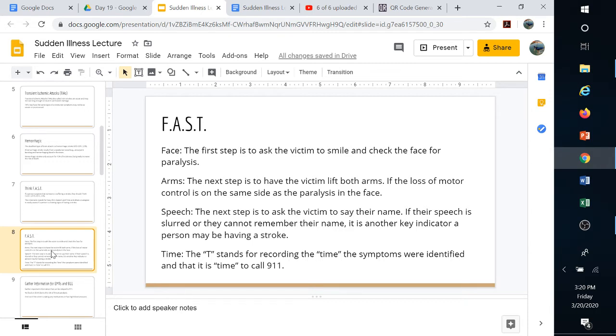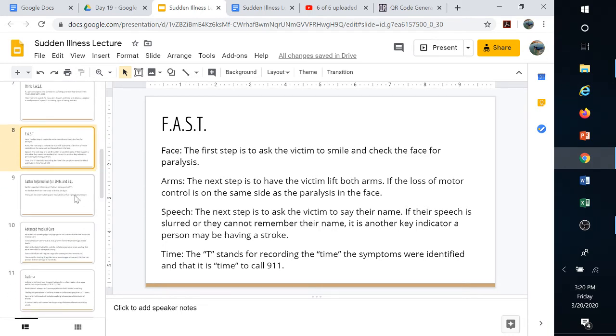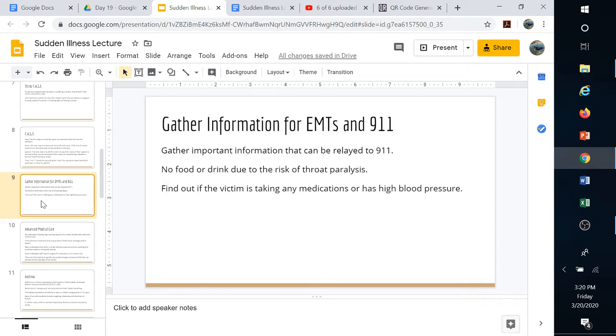Because now you know, right? It's helping you identify if somebody's having a stroke. And you have information you can give to 911. It's going to take you very little time to go through this. So even though there's a small delay in time, what you gain from it is a bigger advantage. So gathering information for EMTs, that's why Think Fast is so important. Don't give the individual any food or drink because they could have throat paralysis, and so we could create another issue if it gets stuck in their throat.